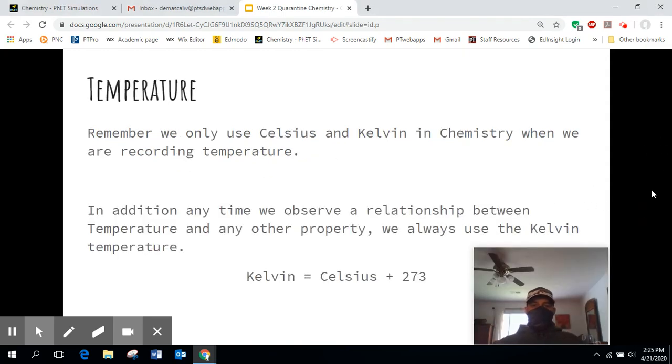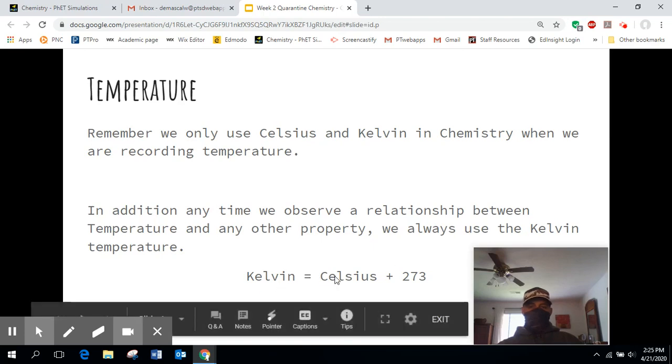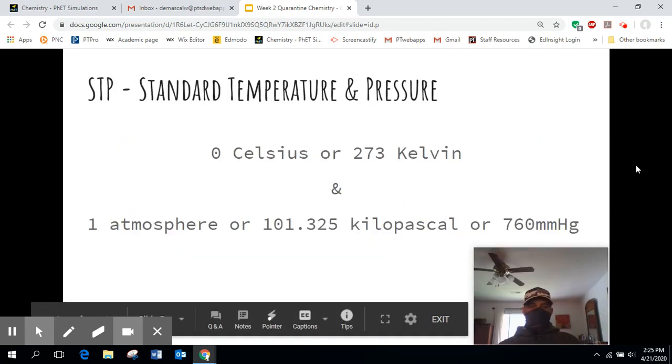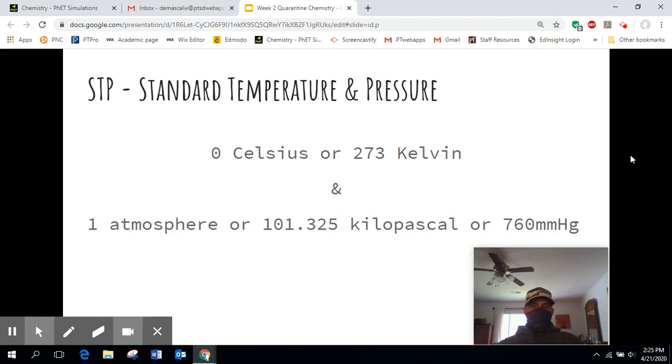Remember, we only use Kelvin and Celsius in chemistry when we're doing any temperature recording. We don't use Fahrenheit. And anytime we need to look at a relationship or do a calculation with gases, we're going to use Kelvin. So to get your Kelvin temperature, remember, you just take your degrees Celsius and add 273. STP, we talked about this last week as well, standard temperature and pressure. That's 0 Celsius or 273 Kelvin, and 1 atmosphere, 101.325 kPa, or 760 millimeters of mercury.